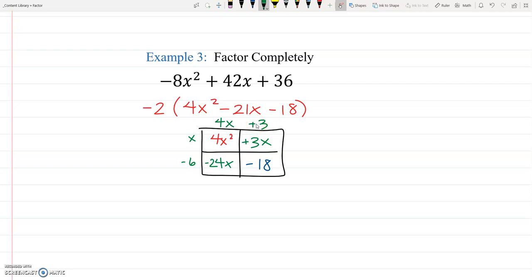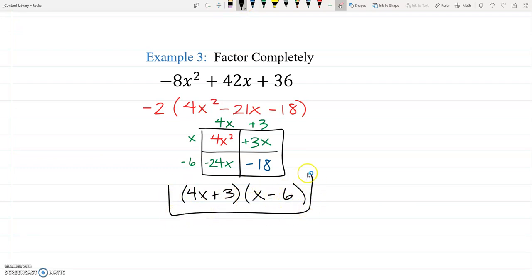And I did it. My giant room now has 4x squared minus 21x minus 18 in it. And these outsides are what multiplied together to get that. 4x plus 3 times x minus 6. Boom! Factoring quadratics. That's it.